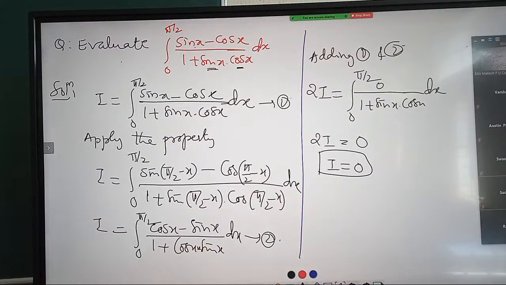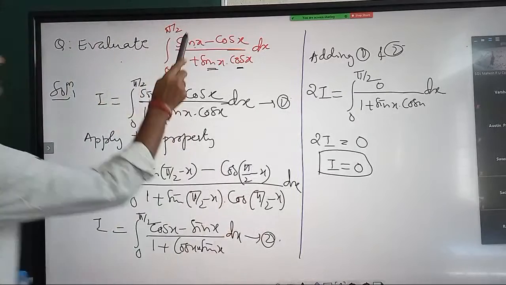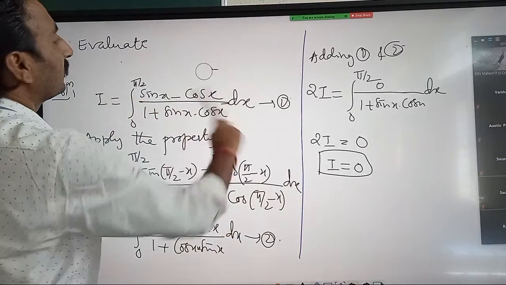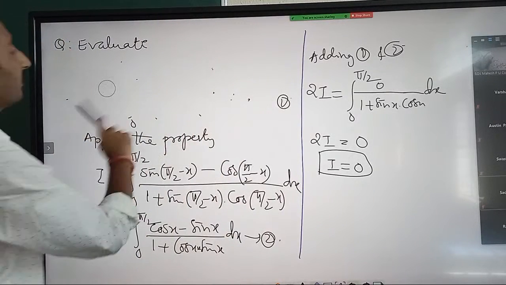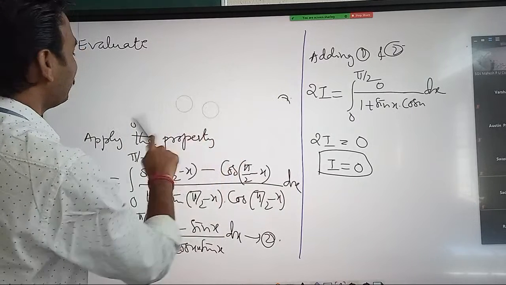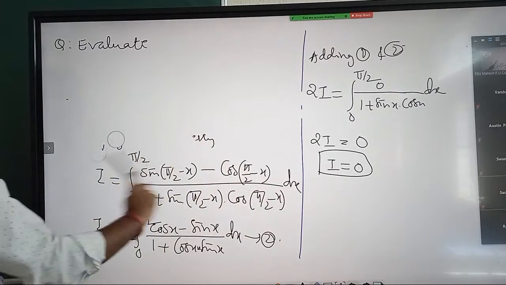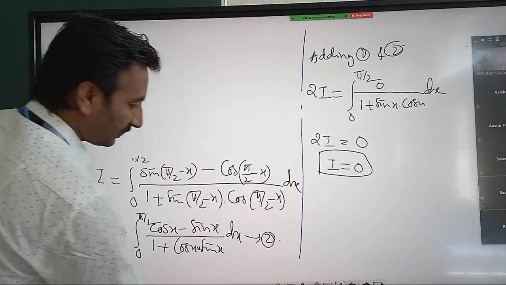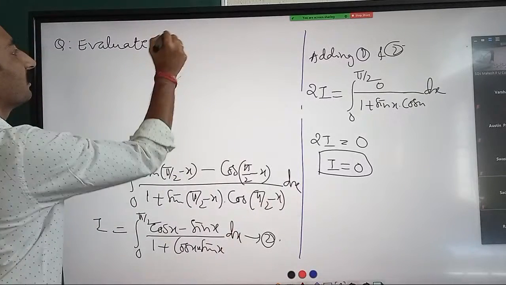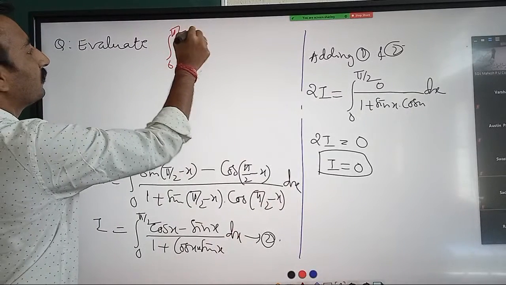It is integration from 0 to pi by 2 of log sin x. The next problem is our problem. But when you look at the problem, you feel that you can do it very easily, but you cannot do this easily. Integration from 0 to pi by 2 of log sin x.